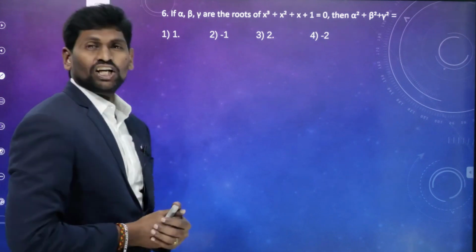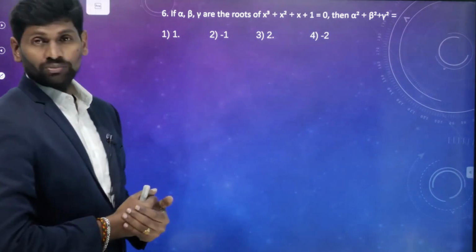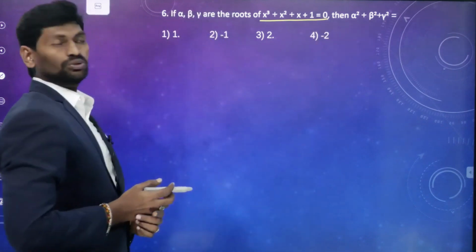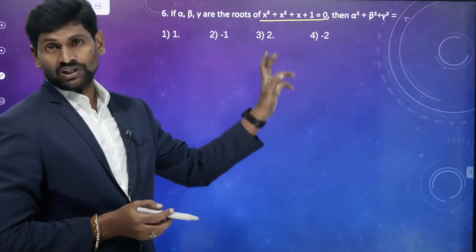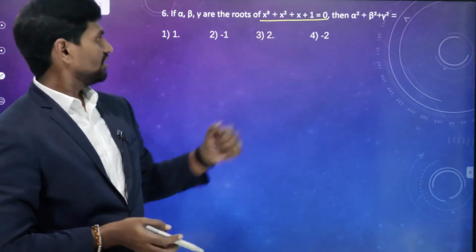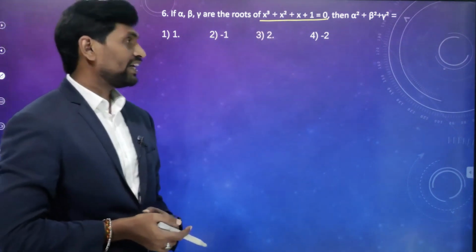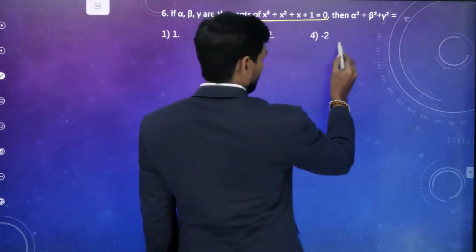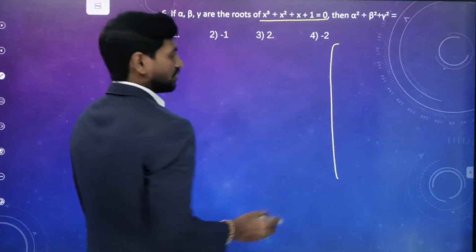If alpha, beta, gamma are the roots of the polynomial x cube plus x square plus x plus 1 equals 0. This is a cubic polynomial, highest degree is 3 and it contains 4 terms, so all terms are present here. Next, we need to find alpha square plus beta square plus gamma square. So before that, let us discuss one concept here.